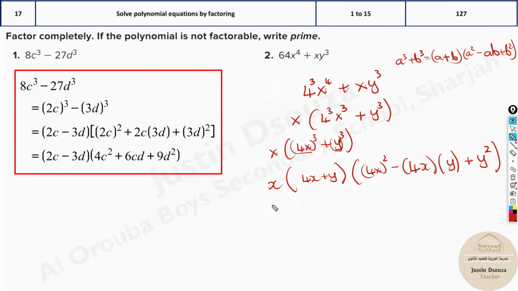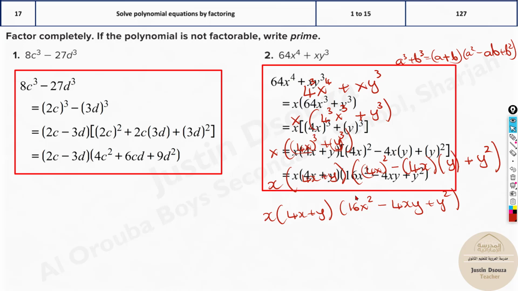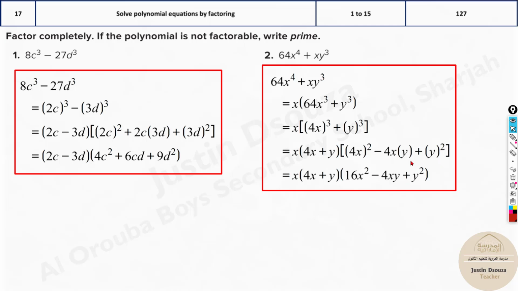Now here, let's simplify how much we can. X as it is, 4x plus y, and over here we have 16x squared minus 4xy plus y squared. And you can multiply this inside if you want. I think this is fine, this is good enough. Let's just look into the answer, how much they have simplified. Yeah, that's it. So they have done only so much. We leave it over there.